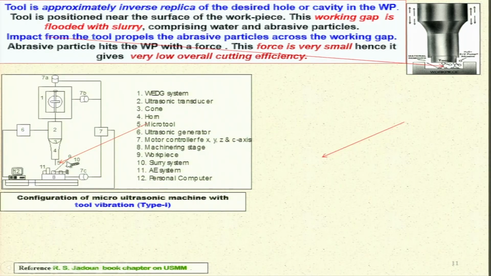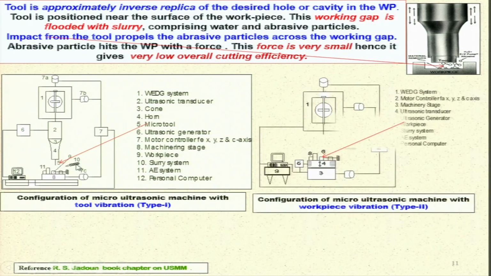So you can see here, this is the micro tool, and you can see different parts over here. If you see on the left side, one is the wire EDG system which is used for preparing the micro tool. Then you have the ultrasonic transducer as 2, and 3 is the cone over here, and 4 is the horn, that is known as horn also, and 5 is the micro tool, and 6 is the ultrasonic generator, 7 is the motor controller over here.